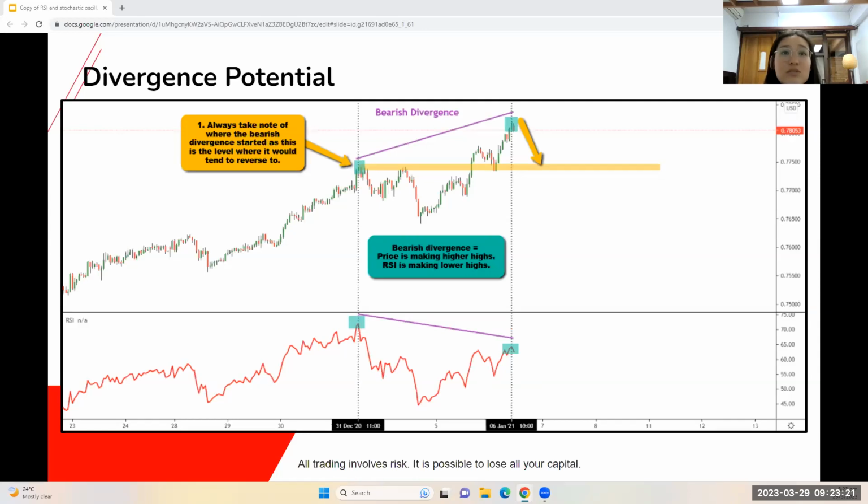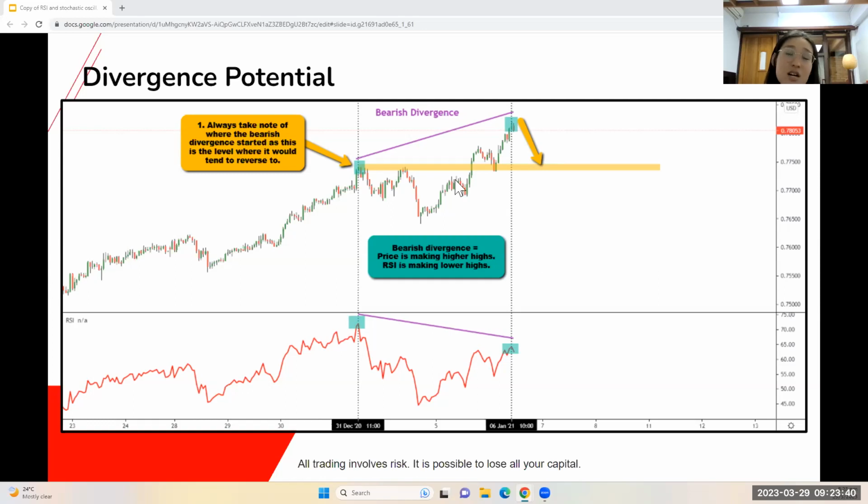So let's move on to divergence potential. So we always take note of where the bearish divergence started, as this is the level where it would tend to reverse to. So if we take a look at our price chart, this is what we're talking about, this yellow highlighted area.